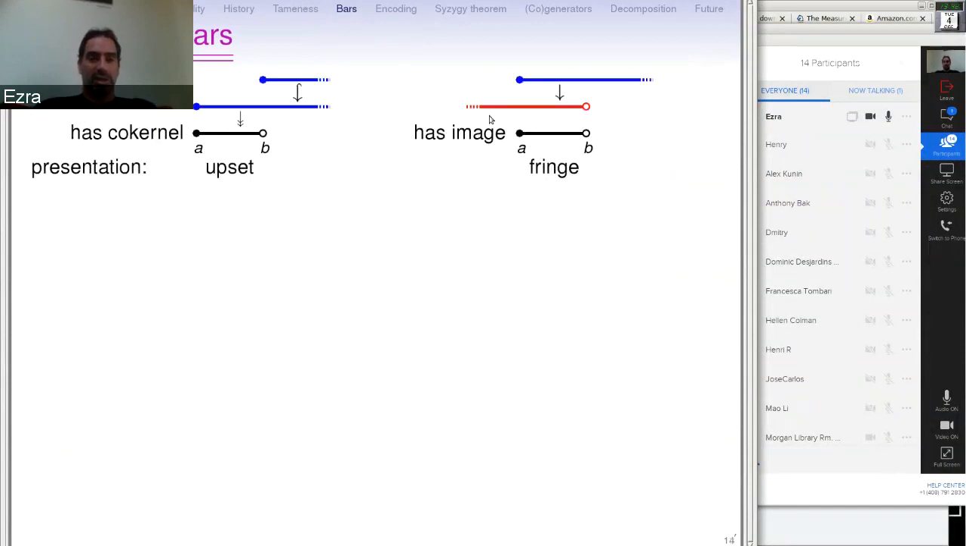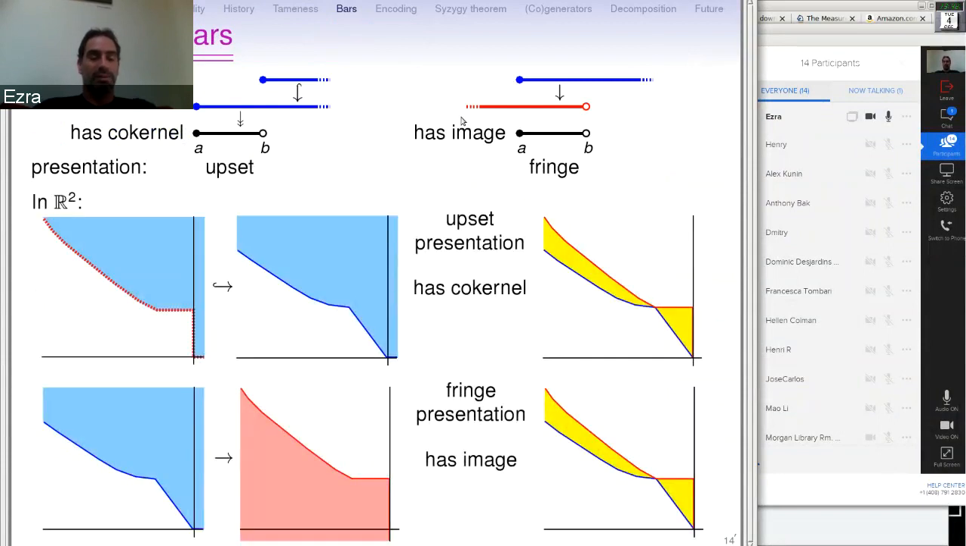Notice in this picture, these are both upsets, whereas this blue one is an upset, but this red one is a downset. So we can do the same thing in R^2. Now we have this upset, everything that's strictly above this red dotted curve. And I claim that it's a sub-upset of this one. Remember, that's because the red curve sits above the blue curve. So all this blue stuff sits inside of all this blue stuff, and the cokernel is the stuff that's between the red and the blue over here.